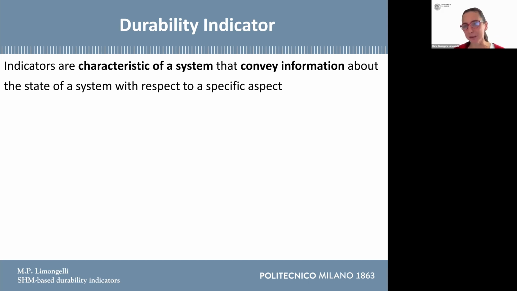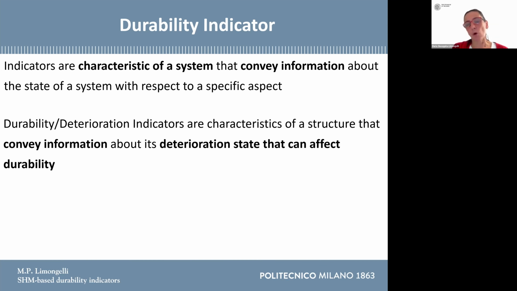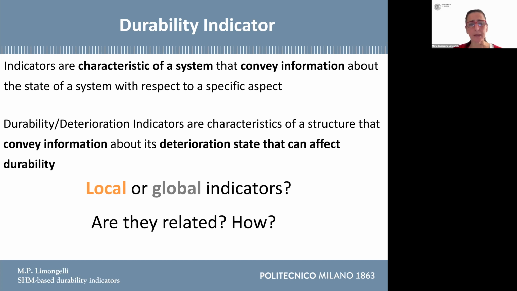So this is, again, my perspective that durability is not the functionality by itself. So durability or deterioration, because we understood they are, of course, strictly related, are characteristics of a structure that convey information about its deterioration state that can affect durability. This is a durability indicator, I think.